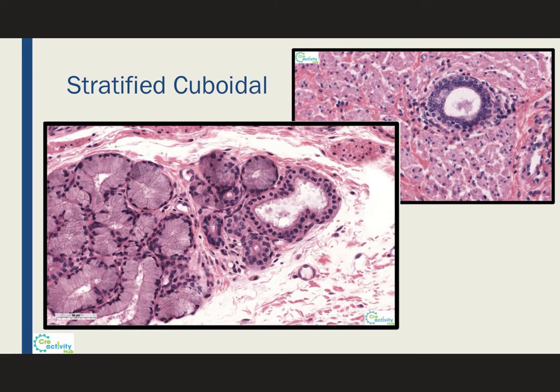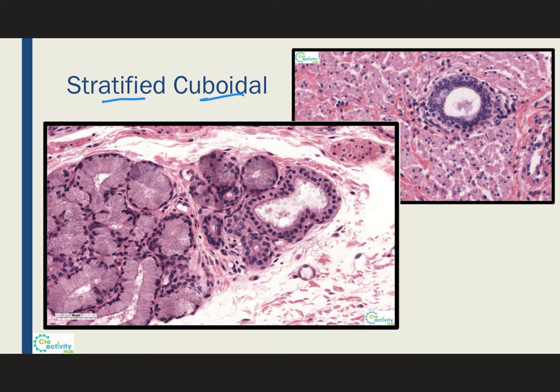Next, we have the stratified cuboidal epithelium. This type of epithelium has a limited distribution, and it is going to be most often found in large ducts of the exocrine glands.